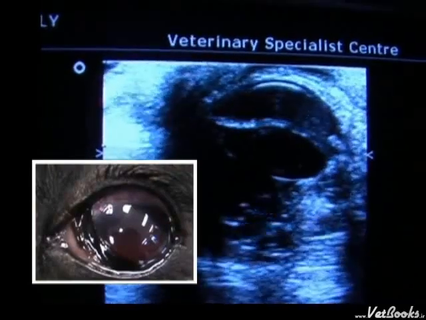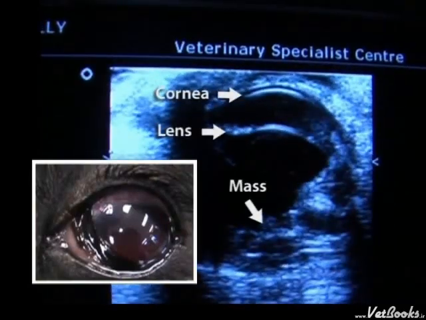In this case, ultrasound revealed a mass in the posterior globe. This was suspected to be a metastasis originating from a primary splenic hemangiosarcoma.